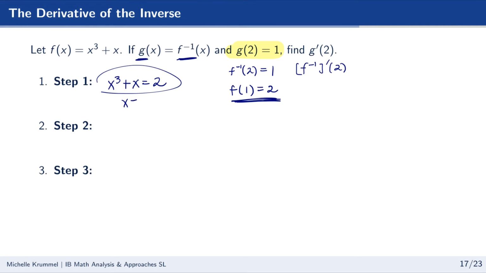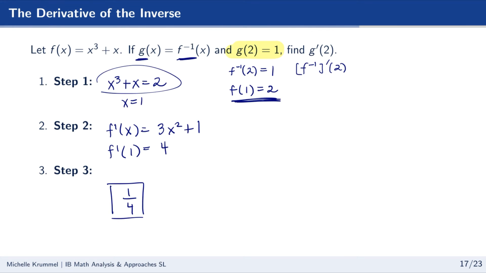So the solution is x equals 1. Now, you might also have been able to just look at that equation and through guess and check figure out that x equals 1. But we have our value, 1, and we're going to substitute that now into f prime of x. So f prime of x is 3x squared plus 1, and then f prime of 1 equals 4. And finally, we take the reciprocal, so our final answer is 1/4.